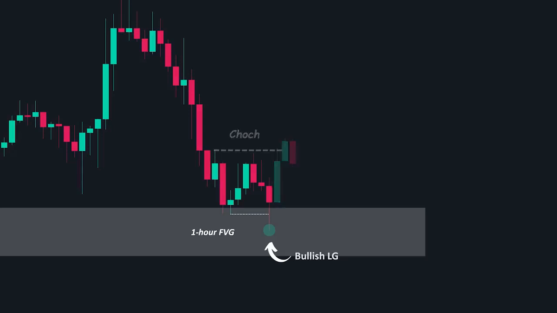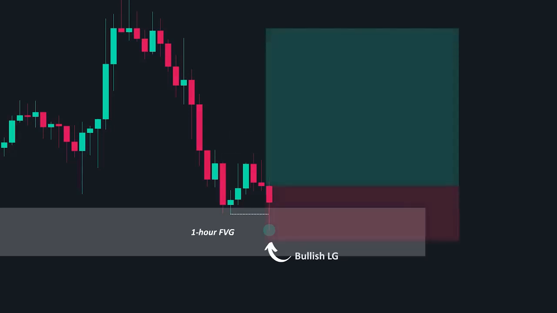Finally, it's time to open the trade. You can place your stop loss below the low of the liquidity grab, and your target can be the next important level in front of the price on the higher time frame.